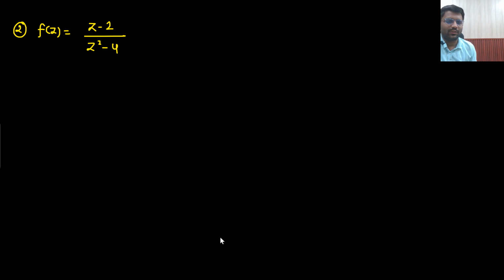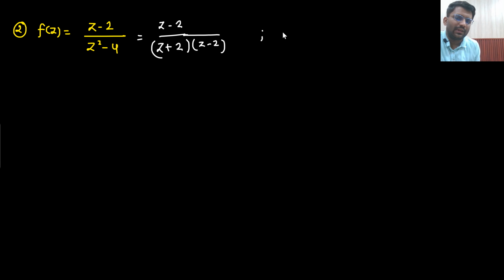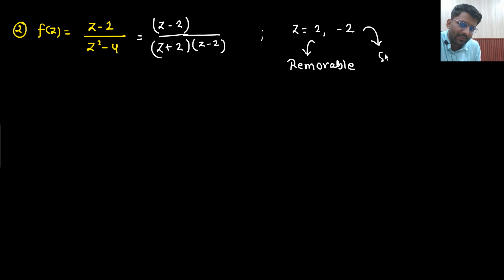Same for this one. Solve this question as well. Here there are two problem points, two guys creating the problem: z plus 2 and z minus 2. If you put the denominator equal to 0, z equals 2 and z equals minus 2 will create the problem. But one of them is a removable singularity. You know that this and this can get cancelled out, so z equals 2 is the removable one, and z equals minus 2 is your simple pole. Both have the same method.